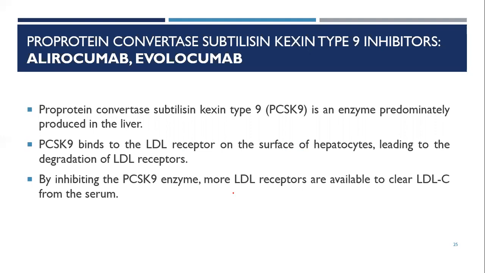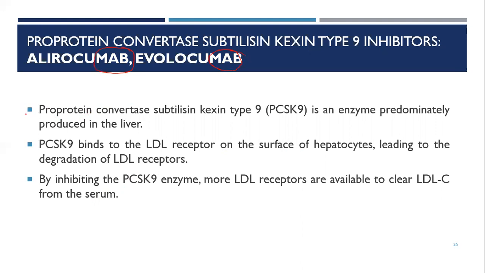PCSK9 inhibitors, and the examples are alirocumab and evolocumab. You can see the suffix is MAB in both of the drugs, and MAB stands for monoclonal antibodies. And what are monoclonal antibodies? You will study in detail in biotechnology.